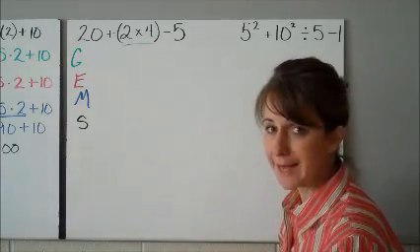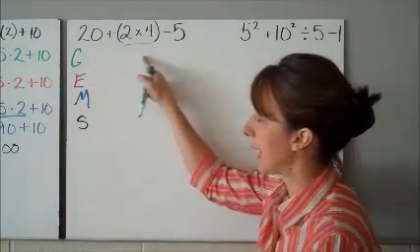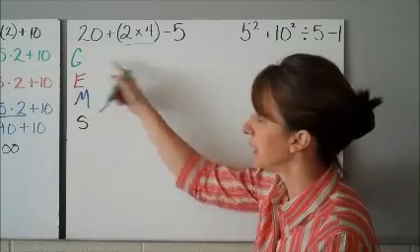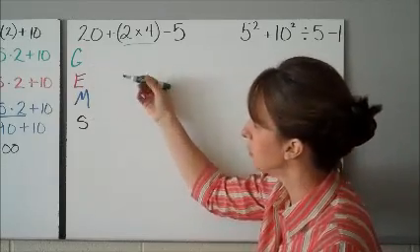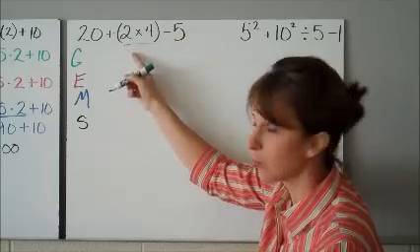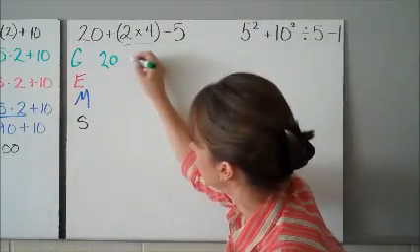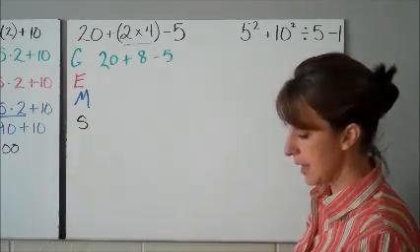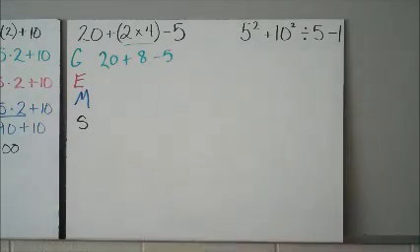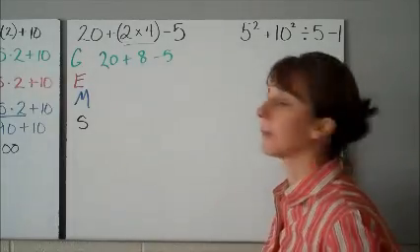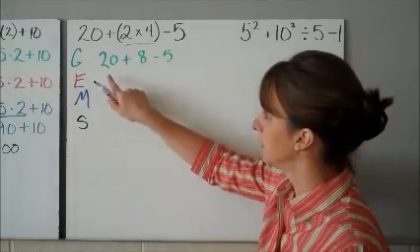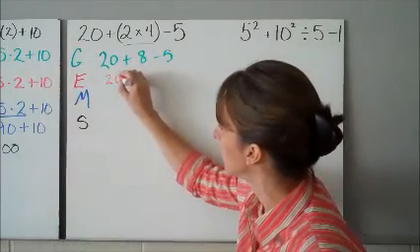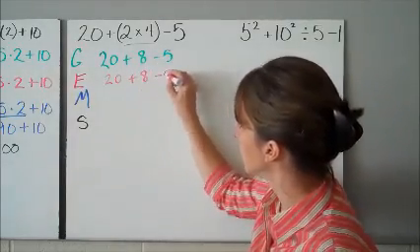2 times 4 is 8. It's not okay to just write 8 on this line. It's not okay to go ahead and do 8 minus 5. I'm going to rewrite the whole problem on this grouping line, except for instead of 2 times 4, I'm going to write 8. So 20 plus 8 minus 5. The next problem we are at is our E line. On our exponent line, we're going to rewrite the problem because there are no exponents. 20 plus 8 minus 5.